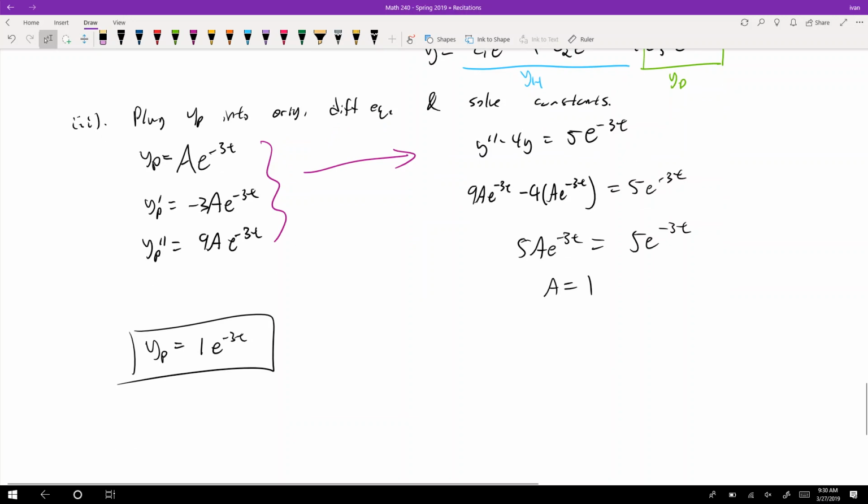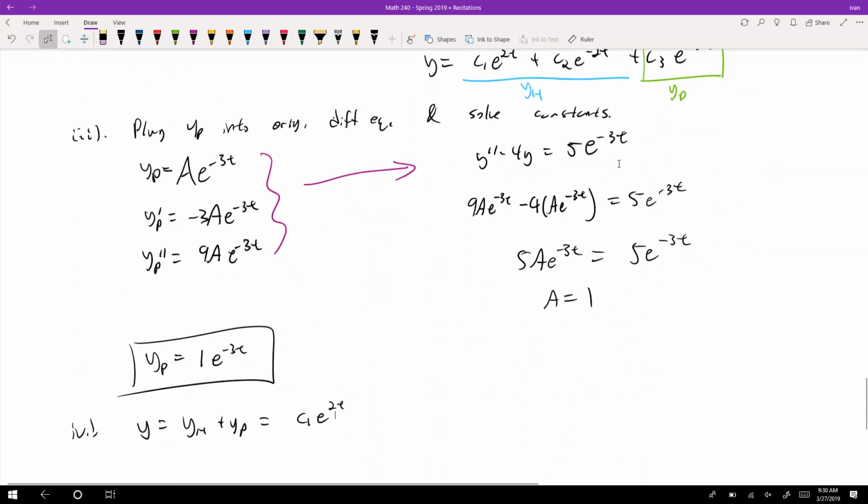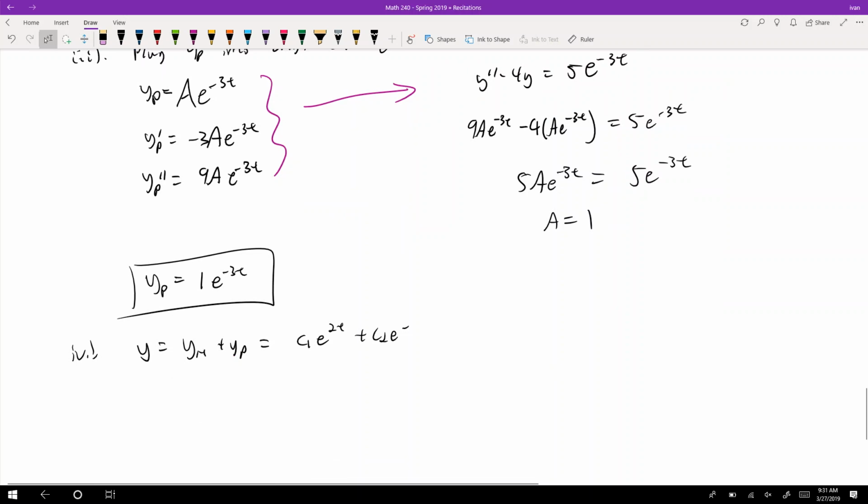Step 4 is the general solution. So y is equal to yh plus yp. And remember what the homogeneous solution was: c1 e to the 2t plus c2 e to the negative 2t, plus e to the negative 3t. So I have the homogeneous plus the particular solution. And recall, for this problem I also had initial value conditions: y of 0 was equal to 1, and y prime at 0 was equal to 5.